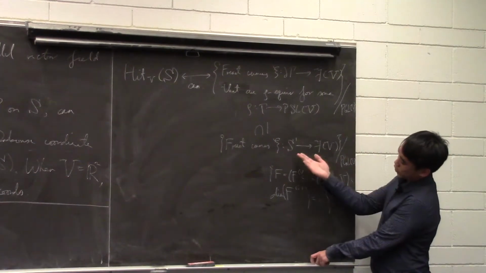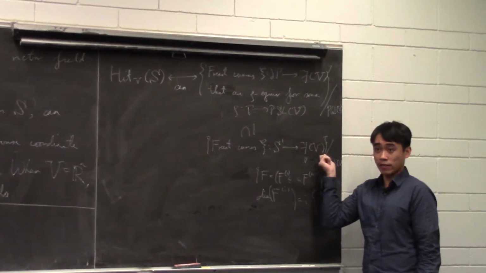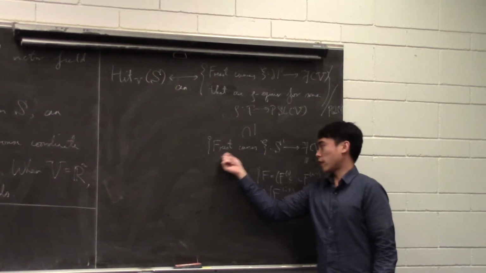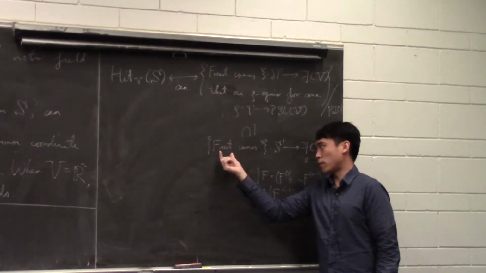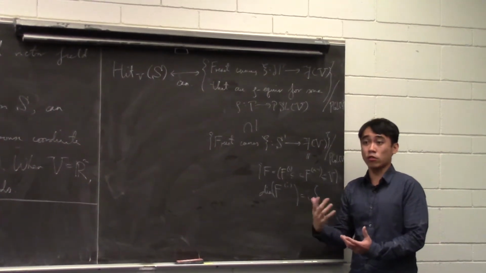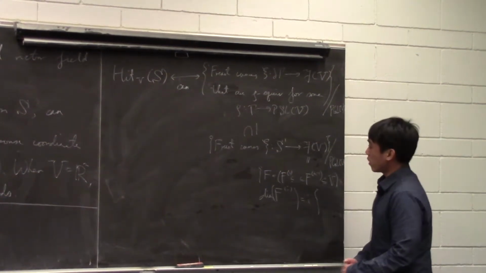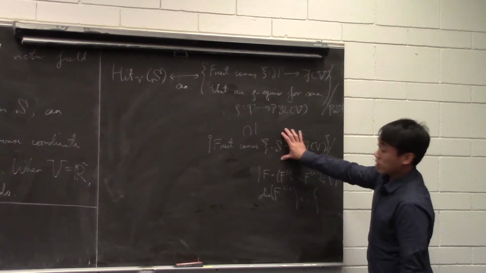So what is a Fuchsian curve? Here I'm looking at maps from the circle into the space of flags. I'm not going to define this formally, but you should think of this as requiring your map to have very strong transversality and continuity properties, as strong as you can possibly have. So this is the set of Fuchsian curves.